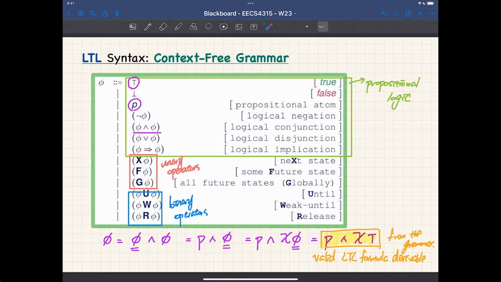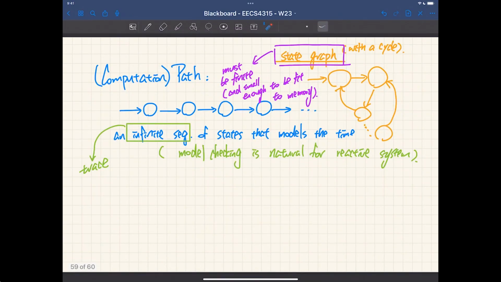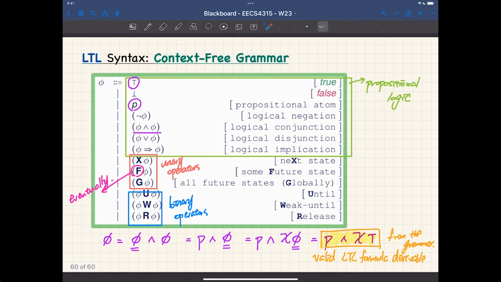This one here is also very useful. It's called future states, also called eventually. F over here is called eventually. Let's say I have some infinite trace over here. I want phi to be satisfied. If phi is not satisfied here, I'm not violating it. If it is not satisfied here, I'm also not violating it. I'm just saying that at some point in the future, phi must be satisfied.